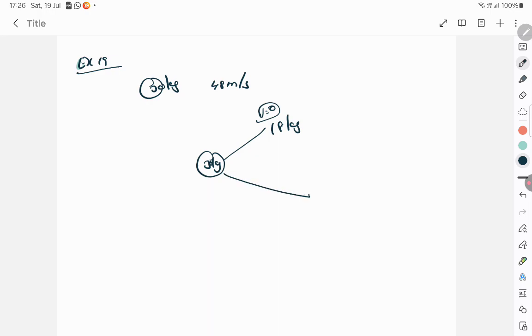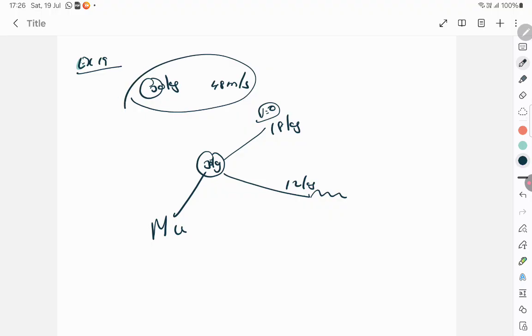How many kgs is it? It's 12 kg that is still continuing to fly. Find the velocity of the latter. By conservation of momentum, the initial momentum should be equal to the final momentum. Let's consider the mass to be capital M and the initial velocity to be u, because it's already moving with 48. It's not stationary. So it's 30 into capital M into u.